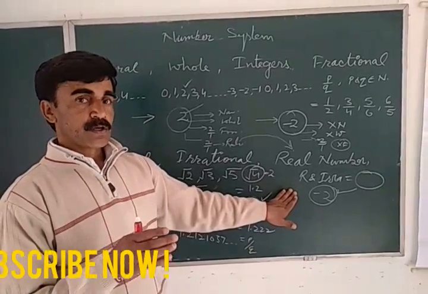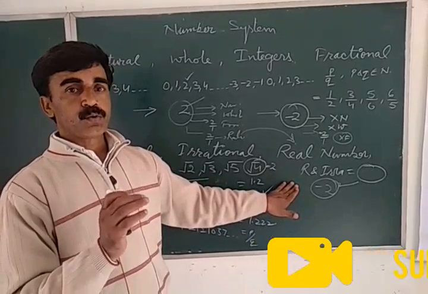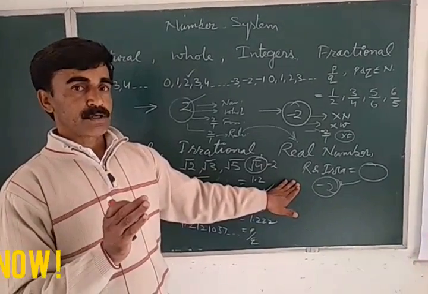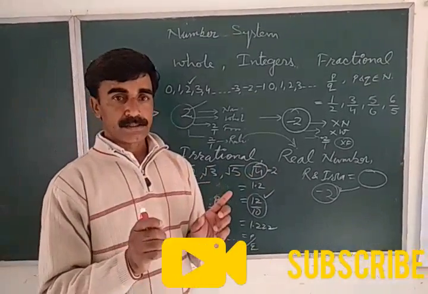In the next video, which I will upload soon, I will explain how to locate the irrational numbers, that is square root of 3, square root of 2, square root of 5, on the number line.